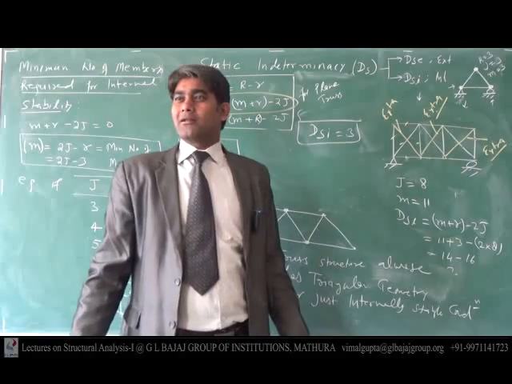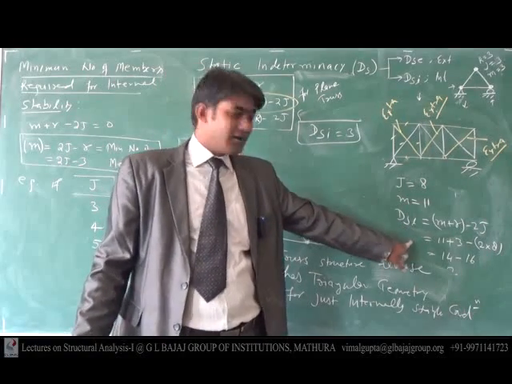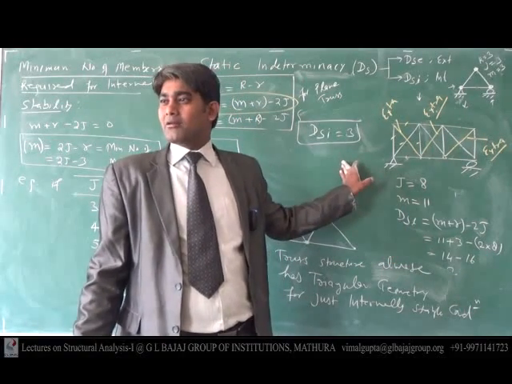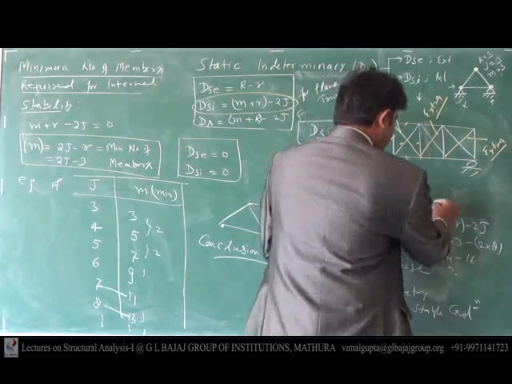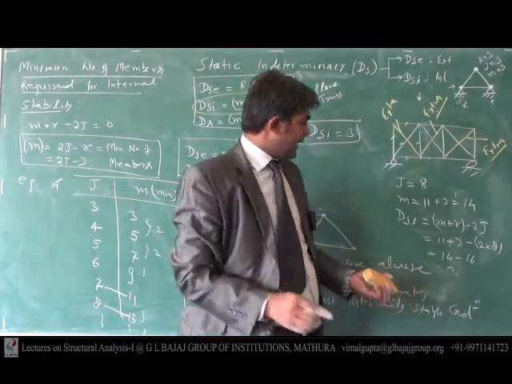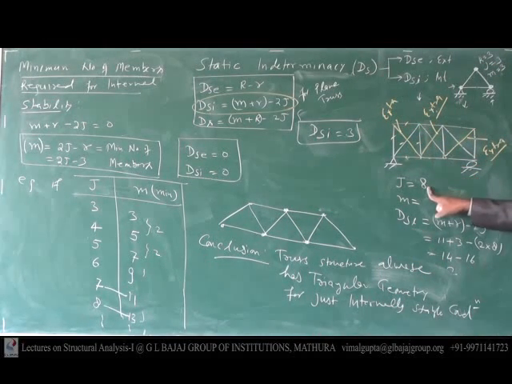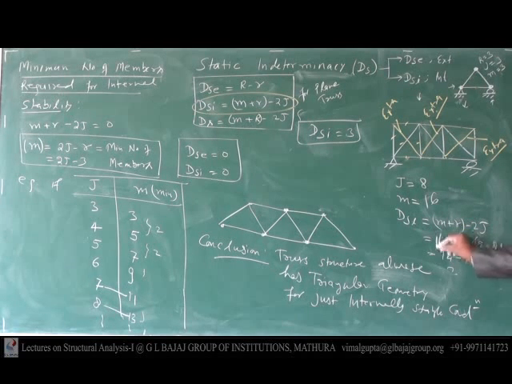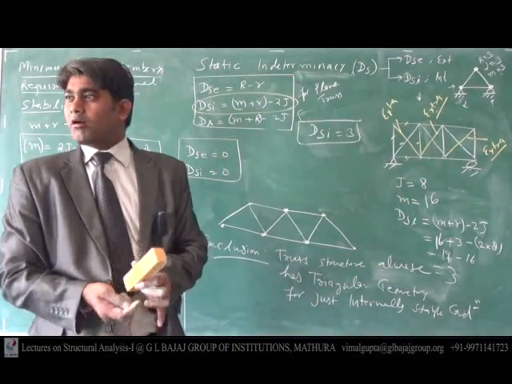You can verify through the formula also. In case of formula, you have to count the number of joints, you have to count the number of members. Put that, you will get the same value. Clear to everybody? How many number of forces is there? It is 3. Joints are 8. Members 16. Put the value here, 16 plus 3, 19 minus 16. You will get this.